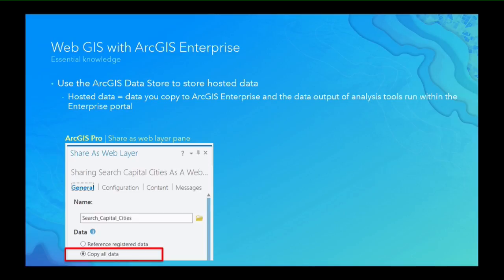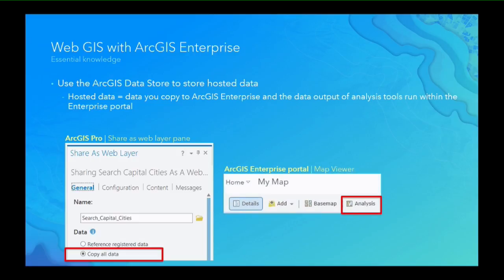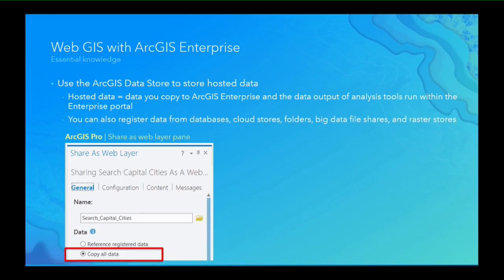Now, even if you have data that's in a database that's registered with your server, and you choose the copy all data button, it will create a copy of that data, even if it exists in a registered database. So just keep that in mind with your copy all data option. The other place, like I mentioned, is in the ArcGIS Enterprise portal. Whenever you run any analysis tool that you can access through the analysis panel, it is creating hosted content. This is also true when you are running tools from a Jupyter notebook through the ArcGIS API for Python. It's creating hosted content. Your other option with ArcGIS Enterprise is that you can reference registered data.